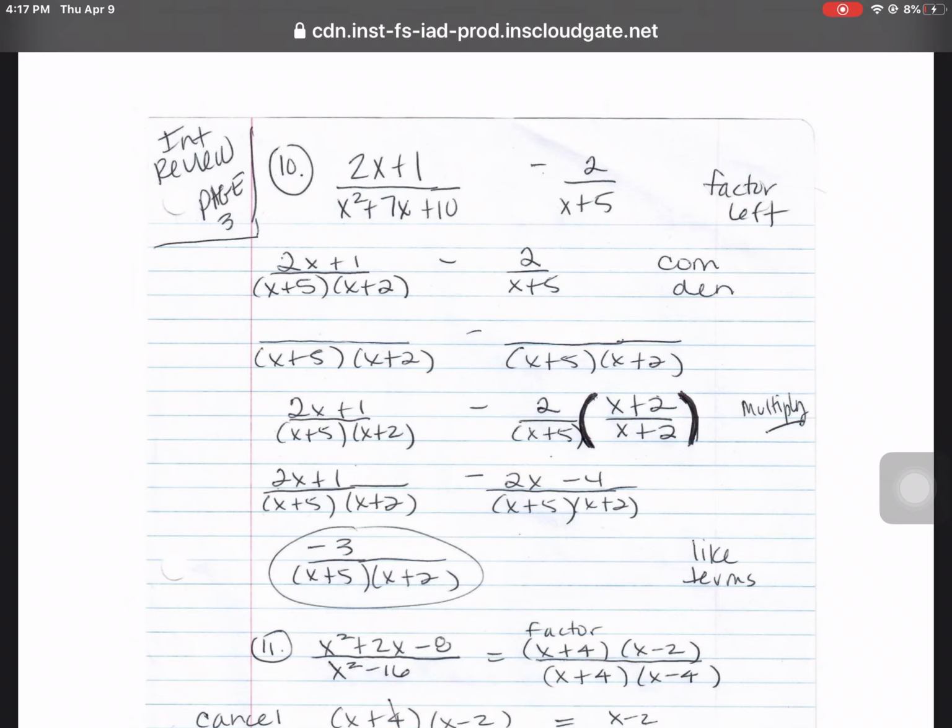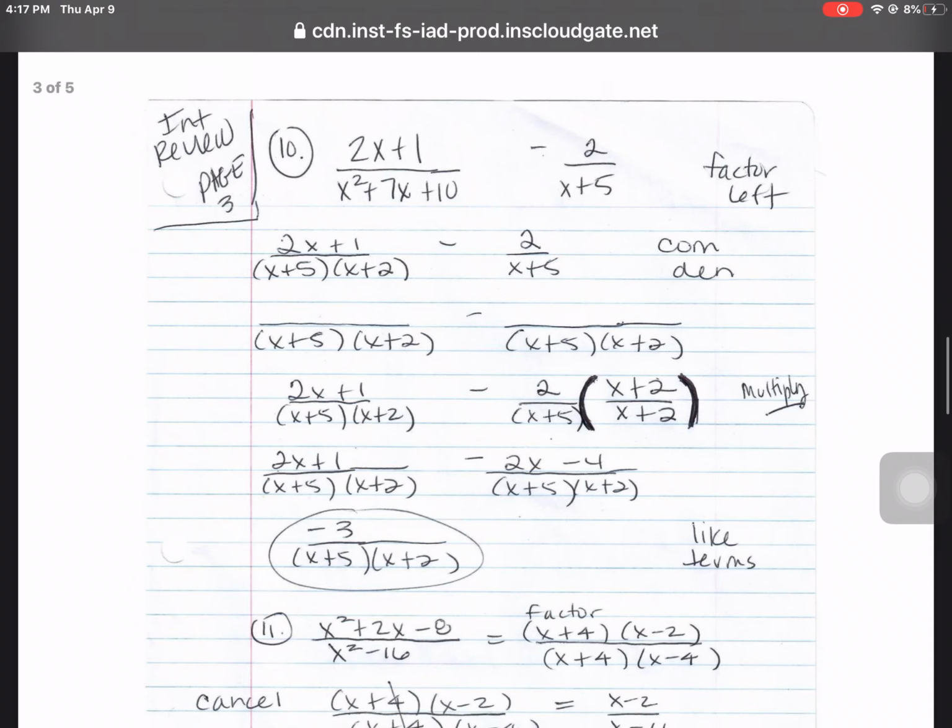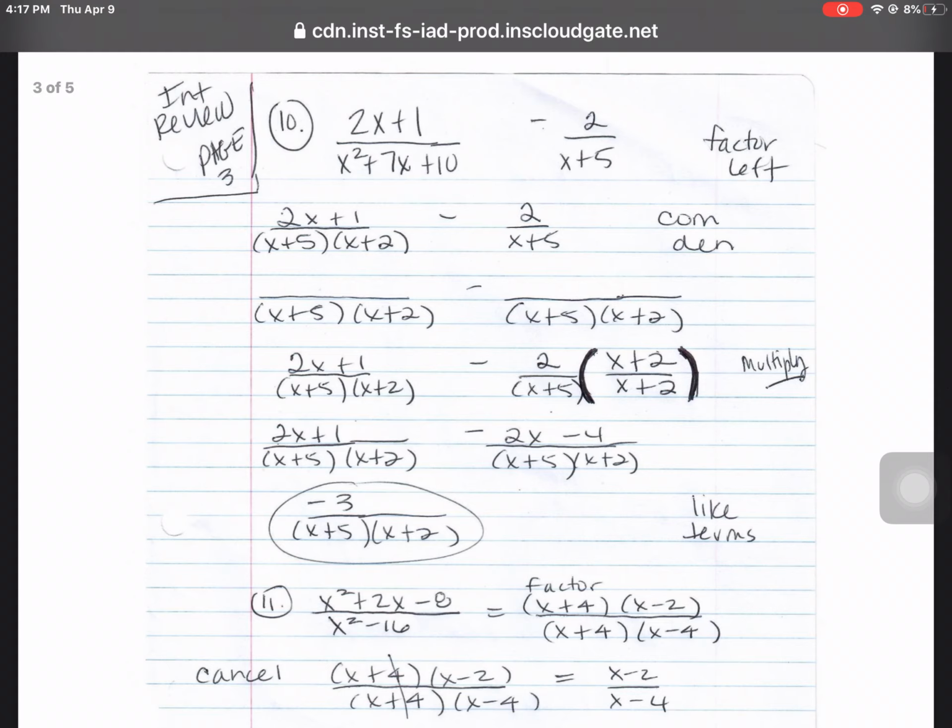Number 10, you have to factor your bottom left to find out what your common denominator is. It's a trinomial on the bottom left with a 1. So what multiplies to 10 and adds to 7 would be 5 and 2. So your common denominator would be the one that's on the left. They never get smaller. So the common denominator is what's on the left denominator.